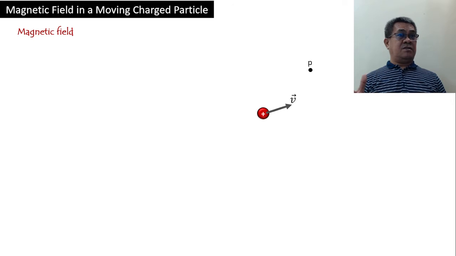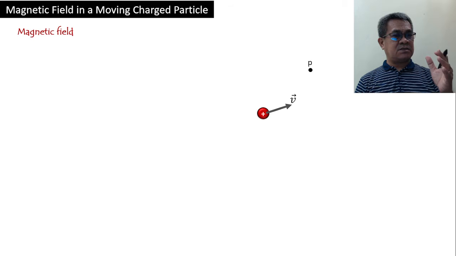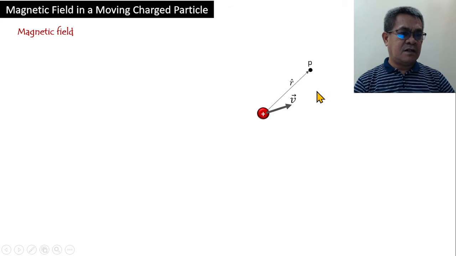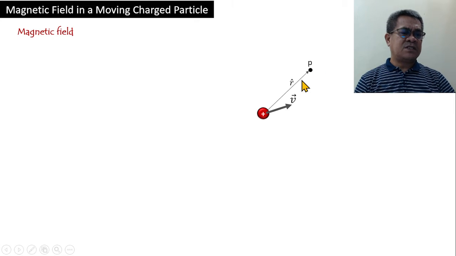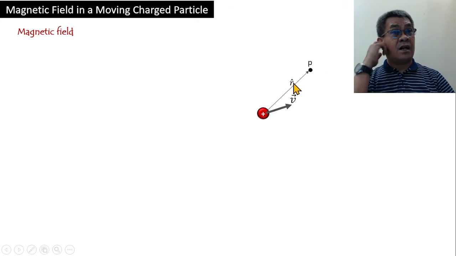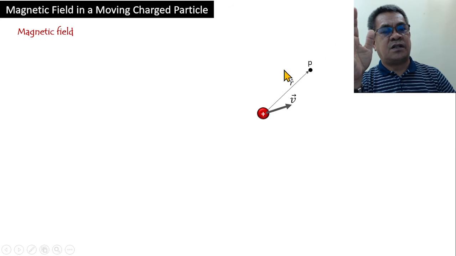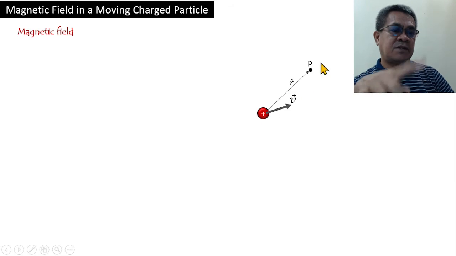So we ignore the force, okay? We focus on how much magnetic field there is at any point in space, call it P. So the question is, what is the magnetic field at P at a distance R, position R? The unit vector is in the same direction. Okay.